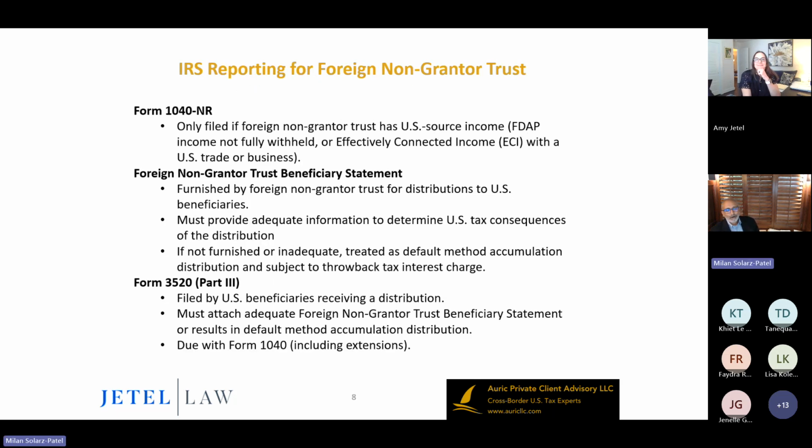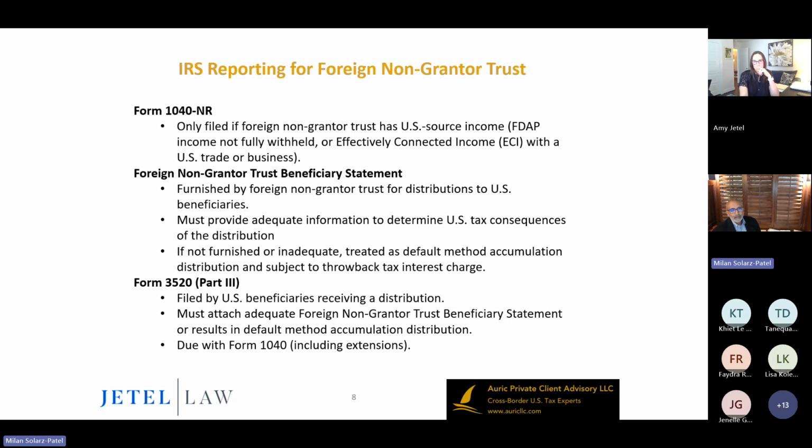Now, if you have a foreign non-grantor trust, you go from heaven to potentially hell. And this is the accumulation distribution rules. This is where the taxation, the UNI, the DNI, the throwback tax, this is where it all happens. But once again, because it's a foreign trust, it does not file anything. It's the foreign non-grantor trust beneficiary statement that has to provide information to the US beneficiary so that they can properly and adequately report the information.